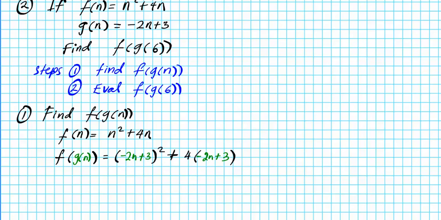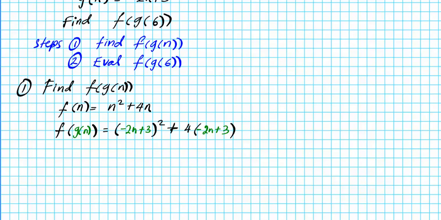Okay, let's go ahead and simplify that. We have negative 2n plus 3 raised to the second power. So we're going to have 2 copies of negative 2n plus 3 multiplied by each other. So we have negative 2n plus 3 times negative 2n plus 3. Okay, plus, we're going to go ahead and distribute the 4 across these two terms here.